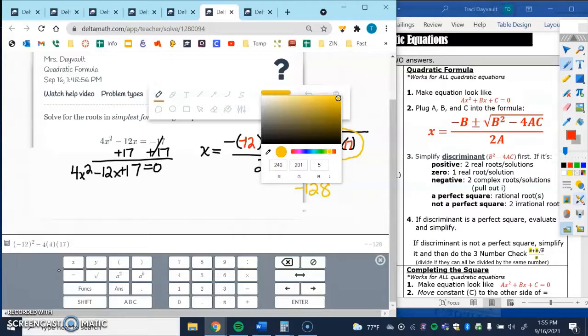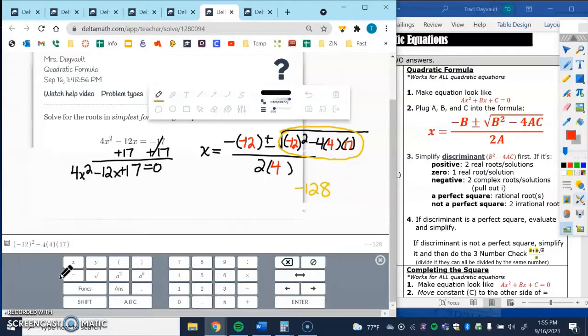I'm going to bring down what the rest of it is. And while I do that, I am going to go ahead and multiply. Think about negative 1 times negative 12 would turn into positive 12. Plus or minus, don't forget that square root, all over 2a. All right, if the discriminant is a perfect square, is 128 a perfect square? Can I take the square root of 128 and get a whole number? No, I can't.